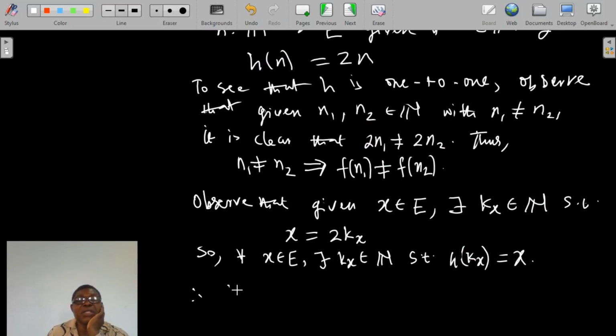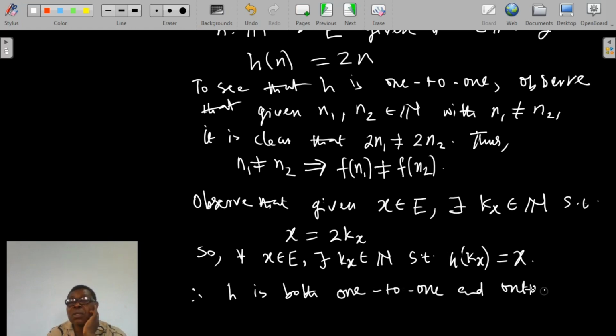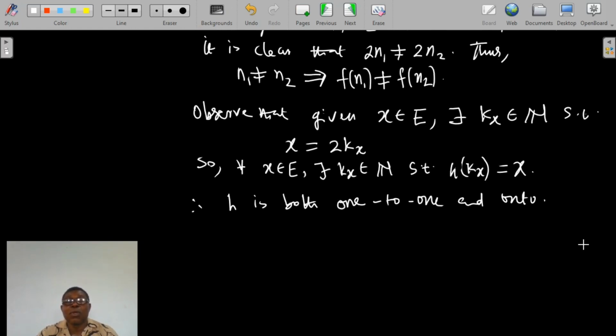So what we have is therefore that h is both one-to-one and onto. So this is an example of a function that is both one-to-one and onto.